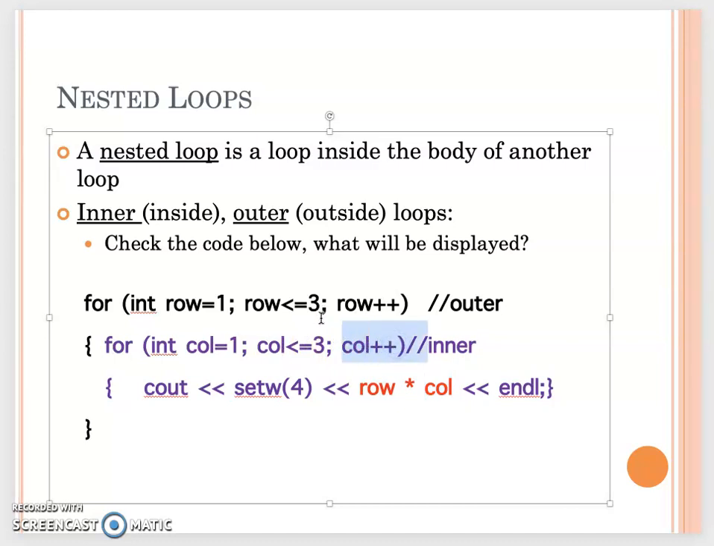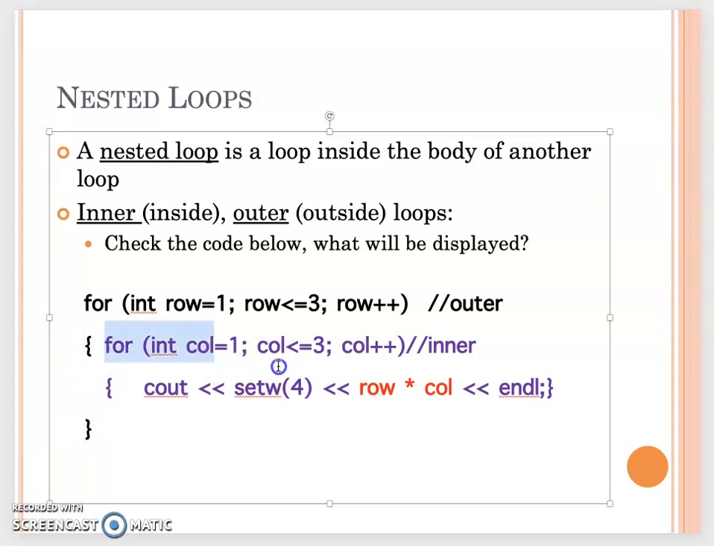So 2 becomes 3. 3 is equal to 3, so I execute again. So row 1 times 3 becomes 3. Then when we come back here, column increments by 1 and becomes 4. So that's false. So then I finally finish here.